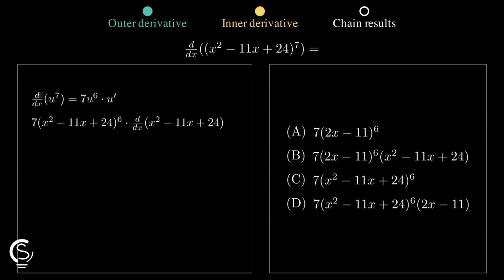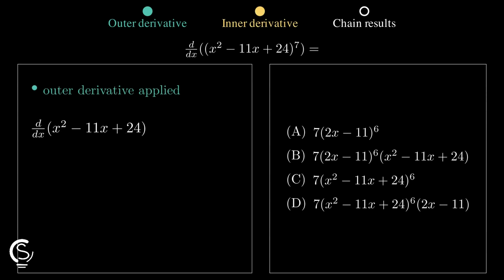Now focus on the inner function. Differentiate x squared minus 11x plus 24. The derivative of x squared is 2x, and the derivative of 11x is 11. Nice!